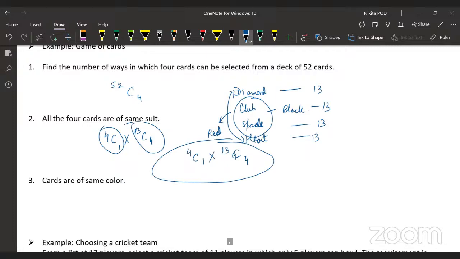But let's say I'm asking all the 4 cards are from diamond, then what will be the answer? 13C4, because I'm also specifying the suit. You don't have to go and select the suit now, so that will be just 13C4.